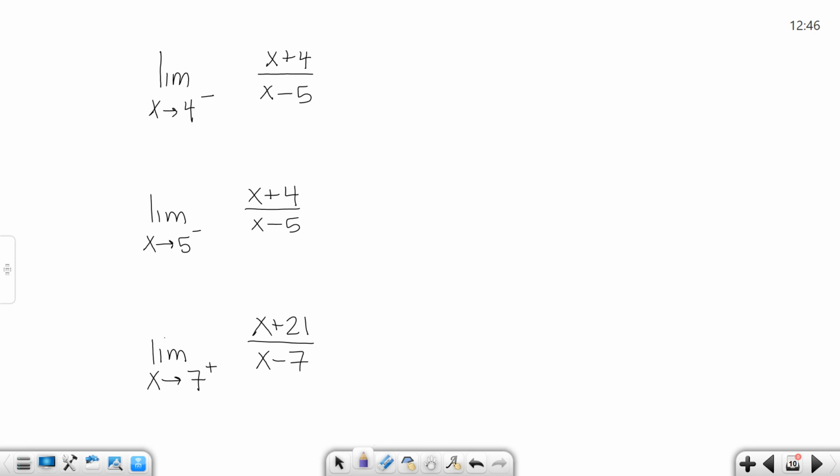Okay, in this first one, I'm taking the limit as x approaches 4 from the left. Now keep in mind that is not a negative 4. It looks negative because it's got a little minus, but what that minus means is from that side. I'm plugging in a regular 4. If I plug in a regular 4, I get 4 plus 4 over 4 minus 5. So in the top I get 8, and in the bottom I get negative 1, and my answer is negative 8.